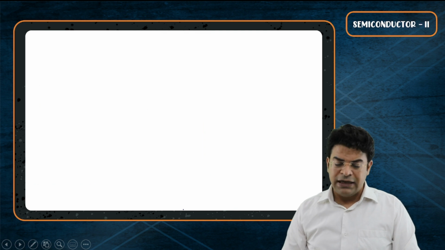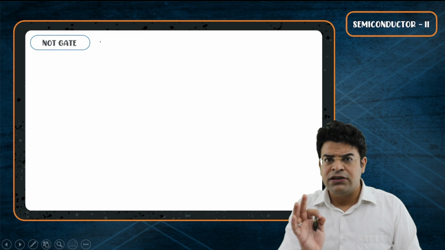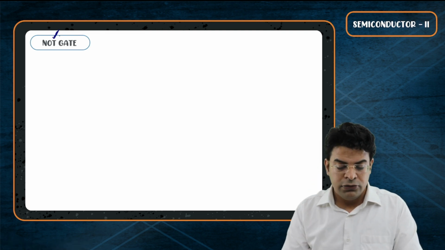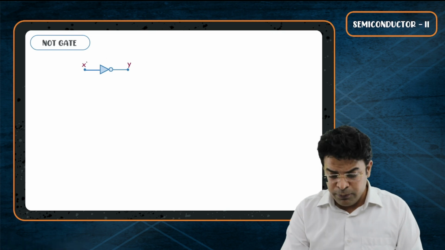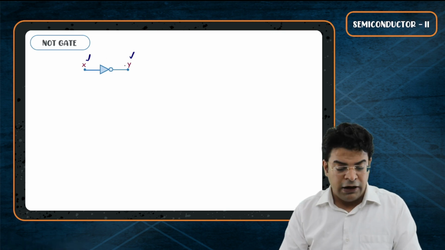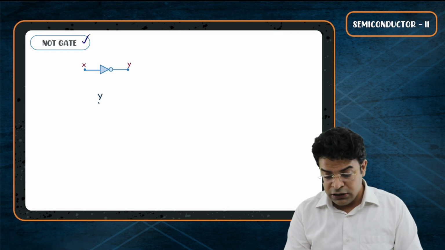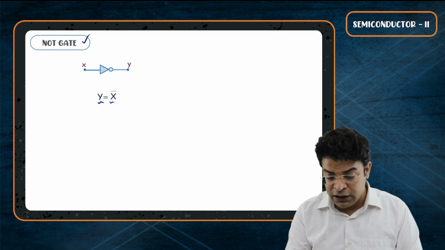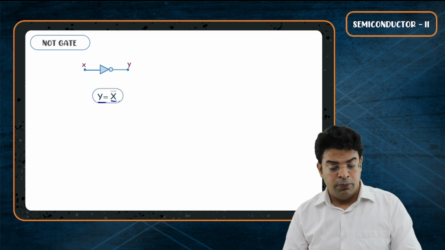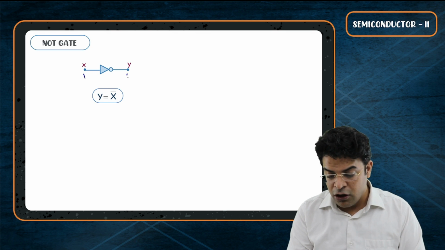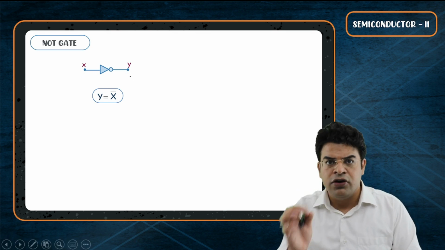Now bachon, let's start talking about every single logic gate. The first logic gate is NOT gate. NOT gate symbol looks like this. So if the input is x and the output is y, the Boolean expression for NOT gate is that the output is nothing but inverse of input. So if the input is 1, output is 0. If the input is 0, output is 1. That is the meaning of NOT gate.